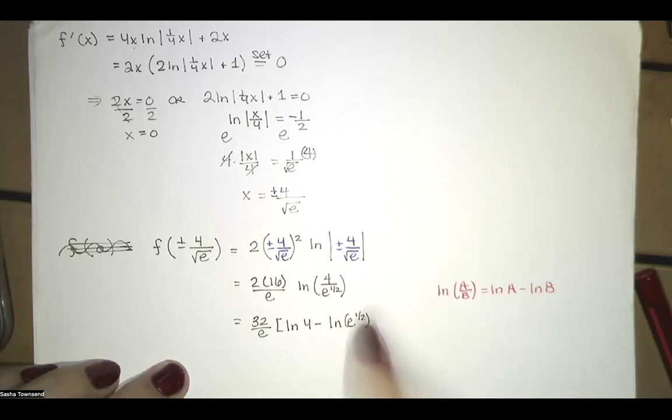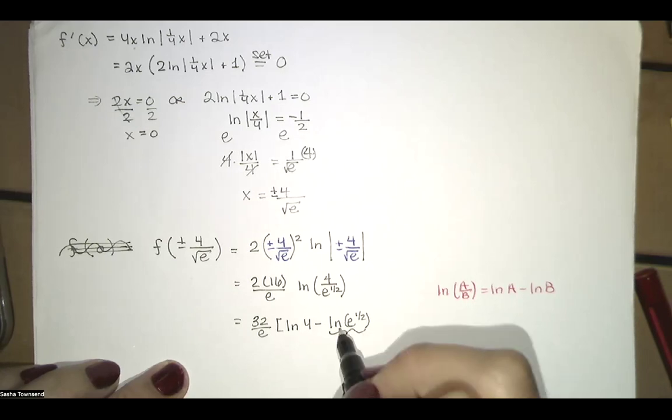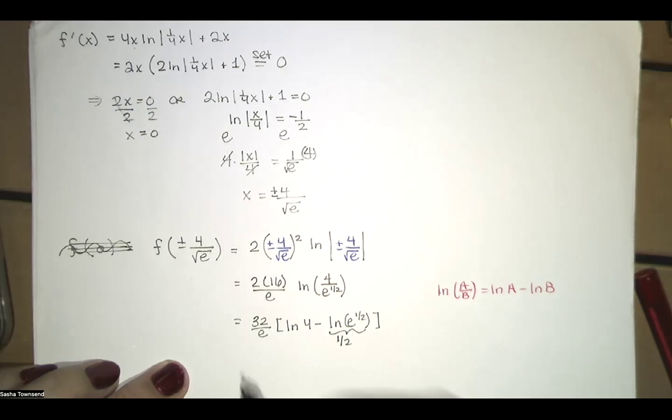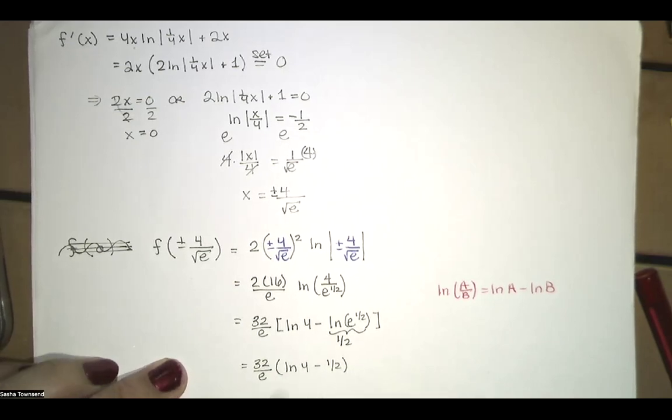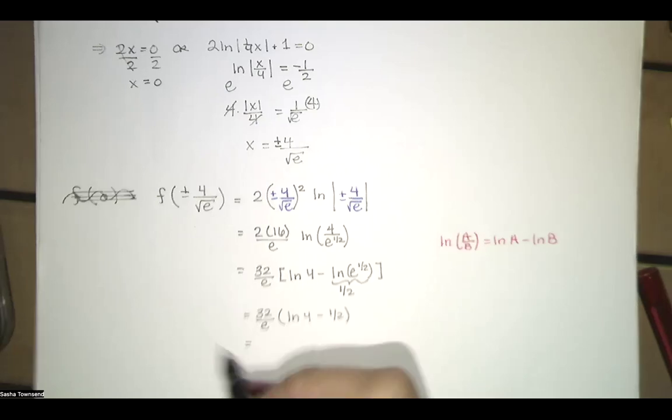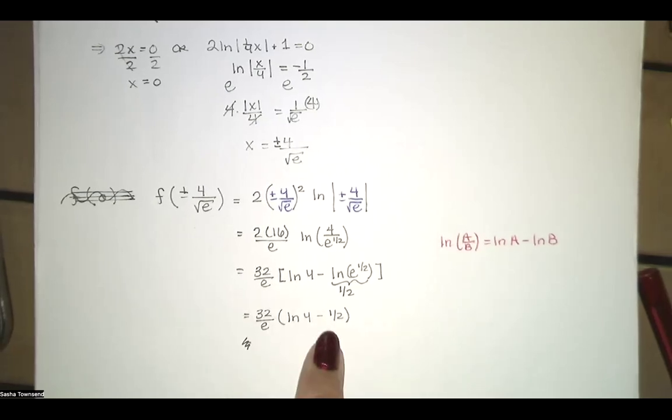And log of e to the 1/2 answers a question. It says e to what power is e to the 1/2? So this is just going to be a 1/2. So we end up with 32 over e times natural log of 4 minus 1/2. And if we wanted to, well, actually, we'll just leave it like that. I was going to say we can think of 4 as 2 squared, and you can bring a factor of 2 out front, but yeah, you don't have to. So that is our function value there.